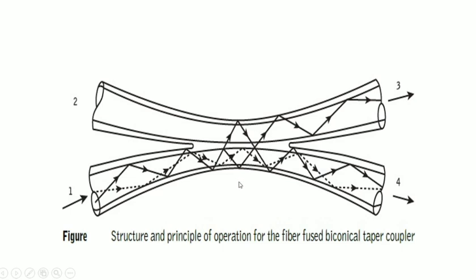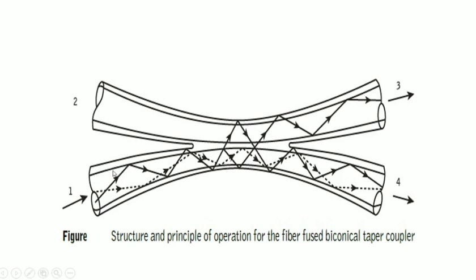Next is the structure and principle of the fiber fused biconical taper coupler. It is also called the FBT coupler. Here this is fiber 1. It is a 4-port device. We are dealing with 4 ports: port 1, port 2, port 3, port 4. This is fiber 1, also called the main fiber. This is fiber 2, also called the secondary fiber. The straight line we call higher order modes. The dashed line we call lower order modes.